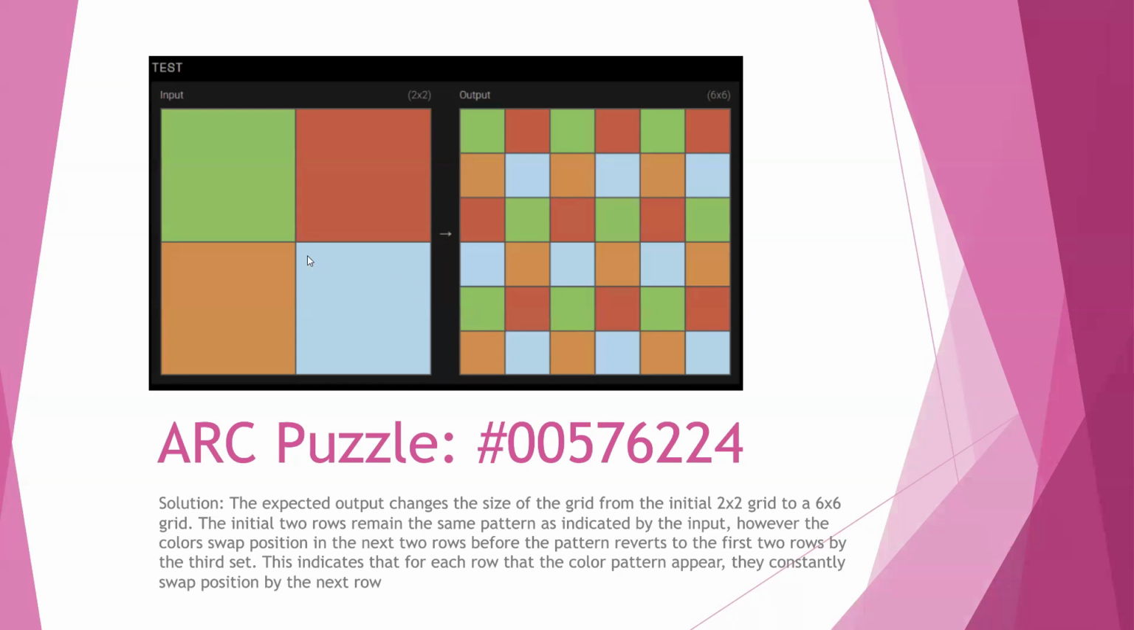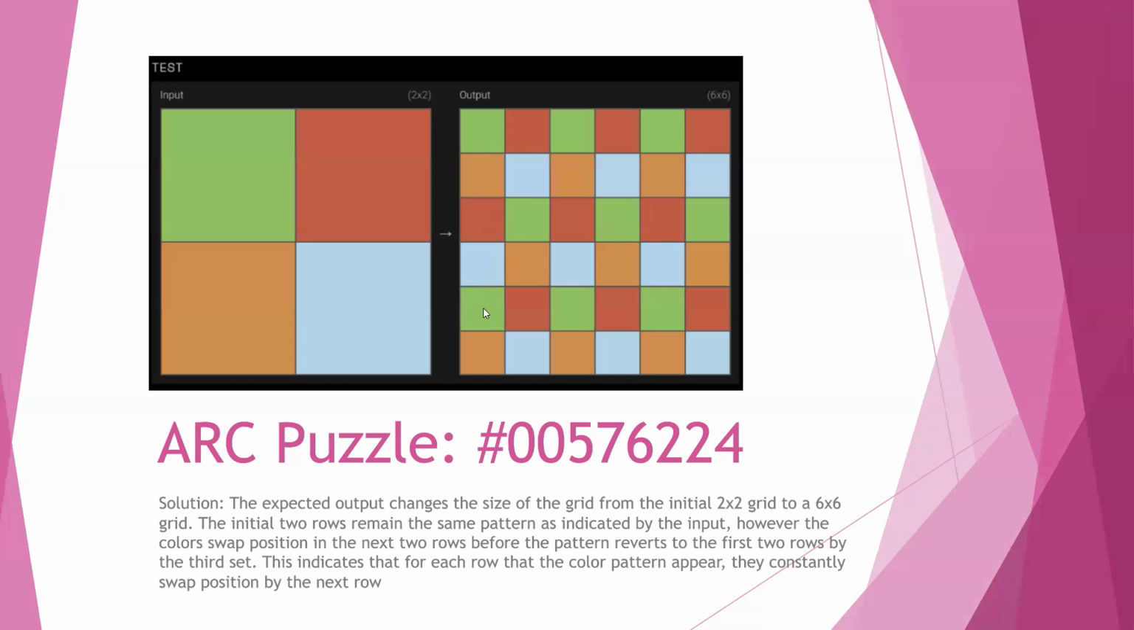The initial 2 rows, so these first two rows here, remain the same pattern as indicated by the input. So green, red, green, red, green, red, and then orange, light blue, orange, light blue, orange, light blue. However, the colors swap position in the next two rows before the pattern reverts to the first two rows by the third set. So if we look at the third and fourth row here, the colors in those rows switch. So now instead of green and red, it's red, green, and vice versa. So from orange and light blue to light blue and orange.